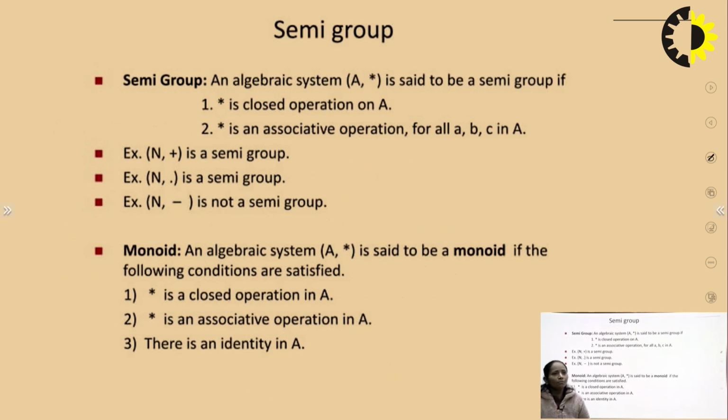What is the semigroup? For the semigroup, there should be some properties that must exist. So what is the definition of semigroup? An algebraic structure (A, star) is said to be a semigroup if it satisfies these two properties. What are these two properties? Star, whatever the operation is, it will be given in the question. So here the operation is star. First, star is a closed operation on A, and second, star is an associative operation for all A, B, C in A.